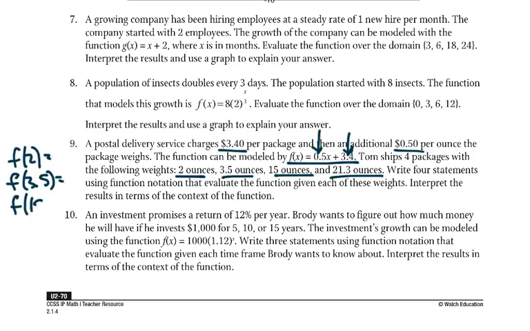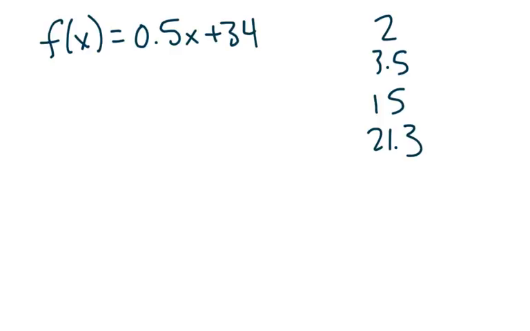F of 15 ounces is equal to what? And f of 21.3 is equal to what? Okay, so we just have to evaluate it. Let's give us some space to evaluate. Here's our function, here's our numbers. I'm going to grab a calculator to help me with this one.